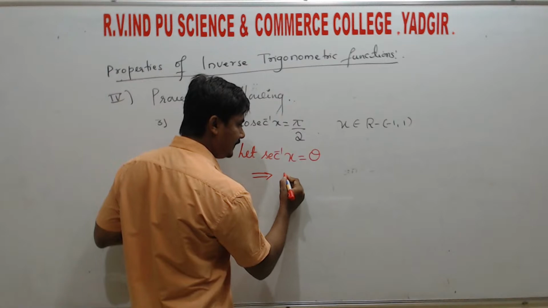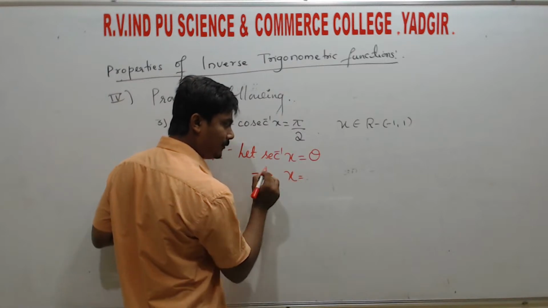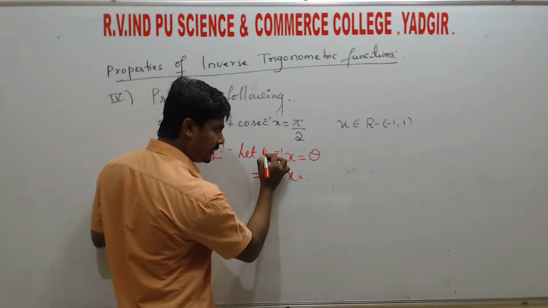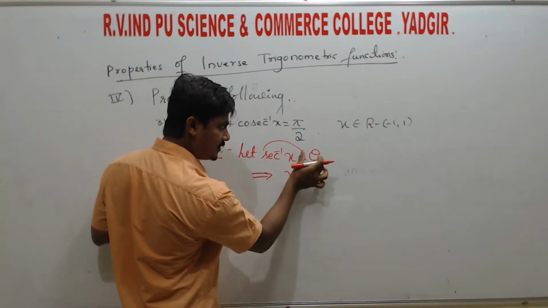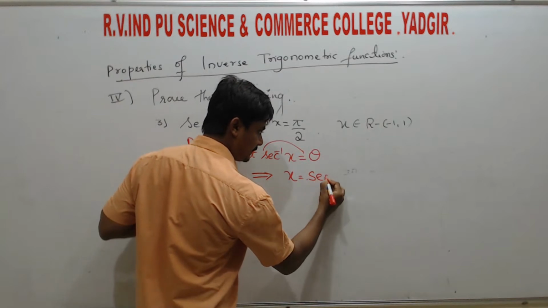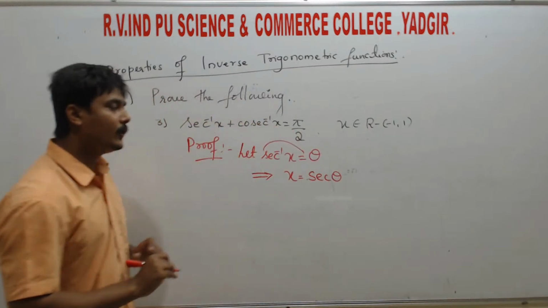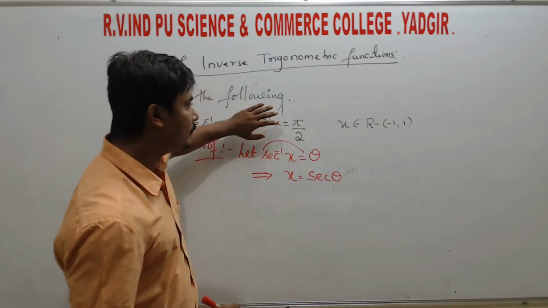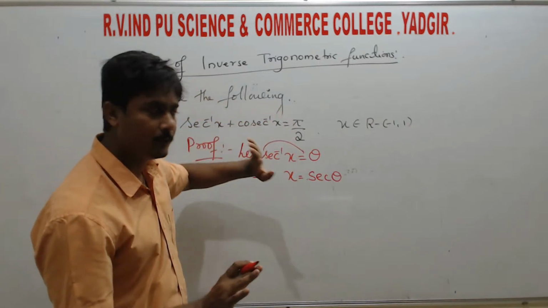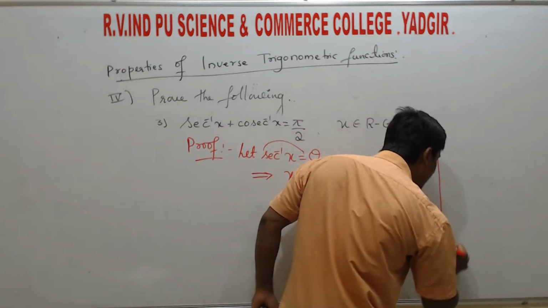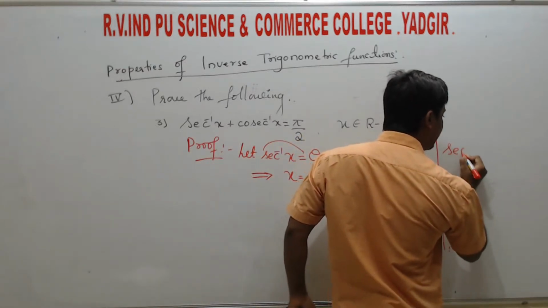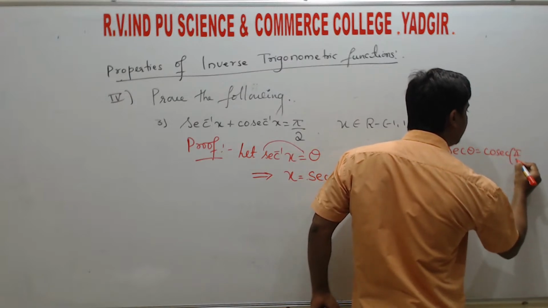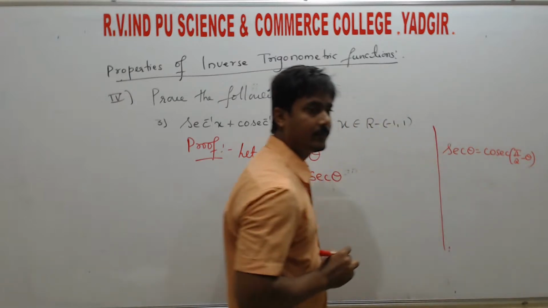According to the definition of inverse, x is equal to what? Now, dear students, you are in a position to understand it. If I move the secant inverse function to the right side, it becomes a function. So x is equal to sec theta. Now you need to apply a formula such that you will get cosecant theta also. What is that? Sec theta is nothing but cosecant of 90 minus theta.